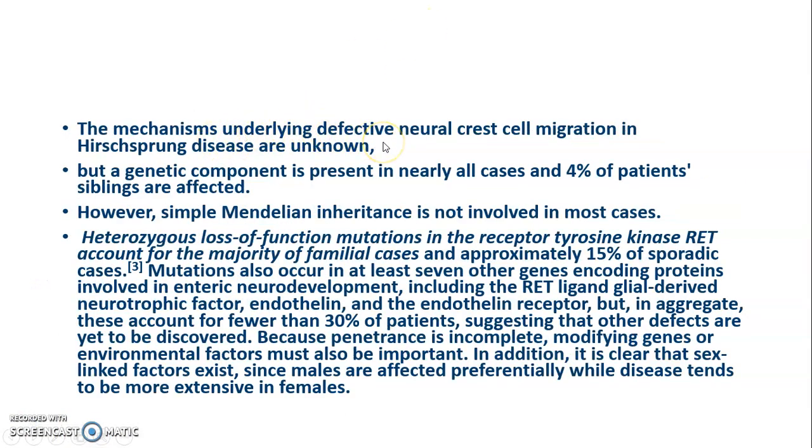The mechanism underlying defective neural crest cell migration is unknown, but a genetic component is present in nearly all cases and 4% of patient siblings are affected. Heterozygous loss of function mutations in the receptor tyrosine kinase RET account for the majority of familial cases and 15% of sporadic cases.